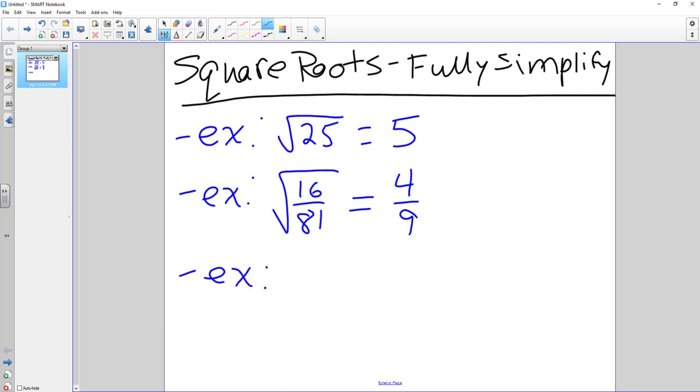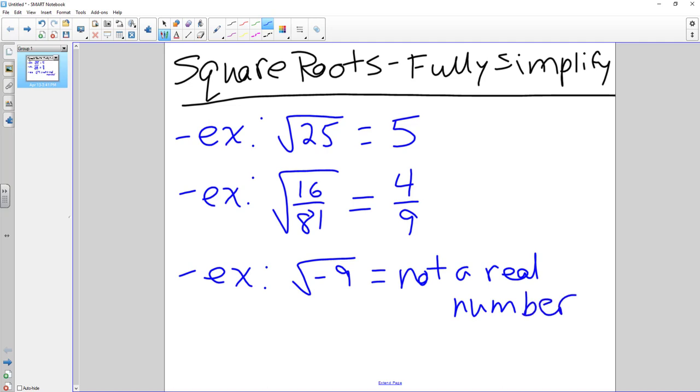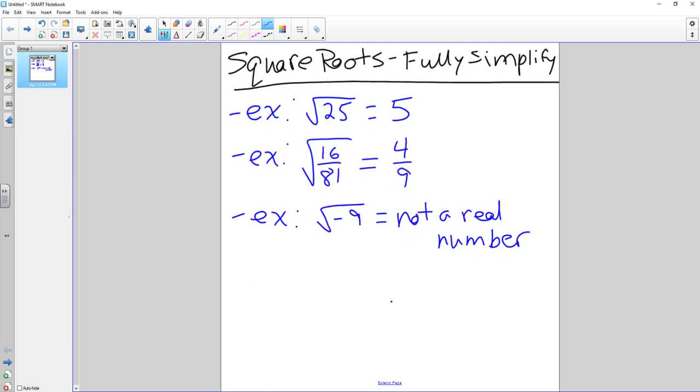Okay, or how about the square root of negative 9? So at this point, if we think about it, nothing squared gets us negative 9. So this is not a real number. So these are problems we've already done at this point, but now we're going to throw in something new. So that was just kind of some refresher problems.